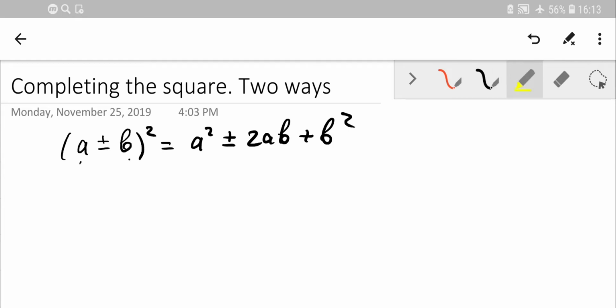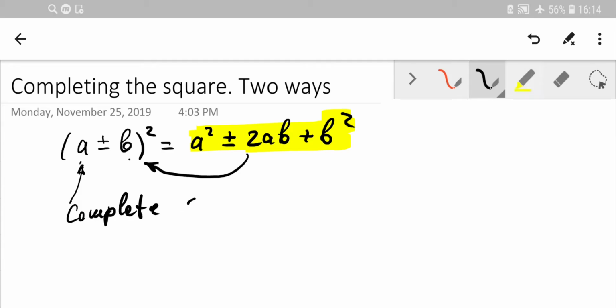I'll prove that in a few seconds, but the primary goal is to come from an expanded expression into an expression that contains an expression in brackets which is squared. So what is known as a complete square? This is what is known as a complete square.